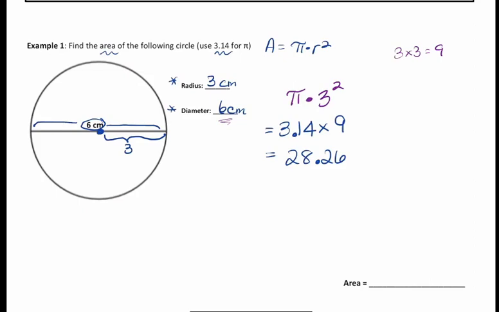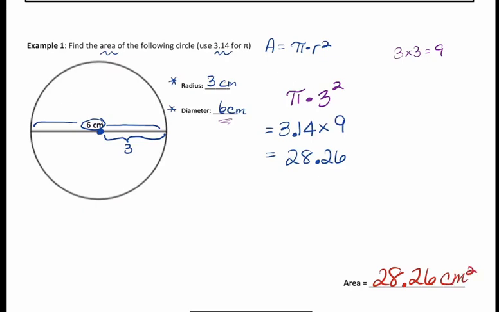28.26. When we write down an area, remember, just like the description says, area is always in square units. So it's 28.26, and in this case it's square centimeters.